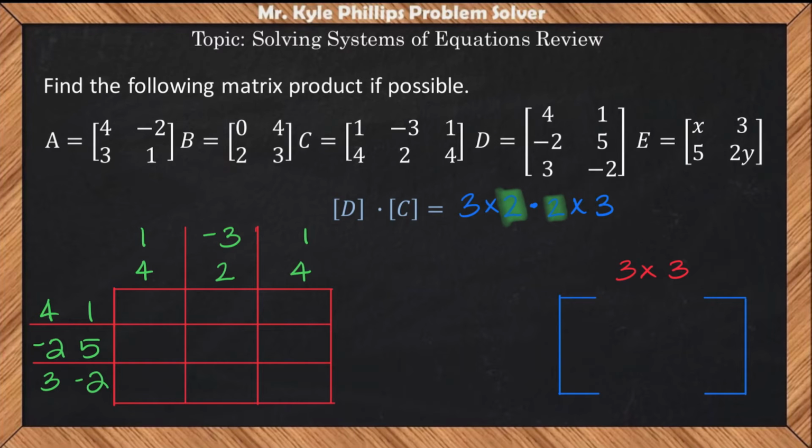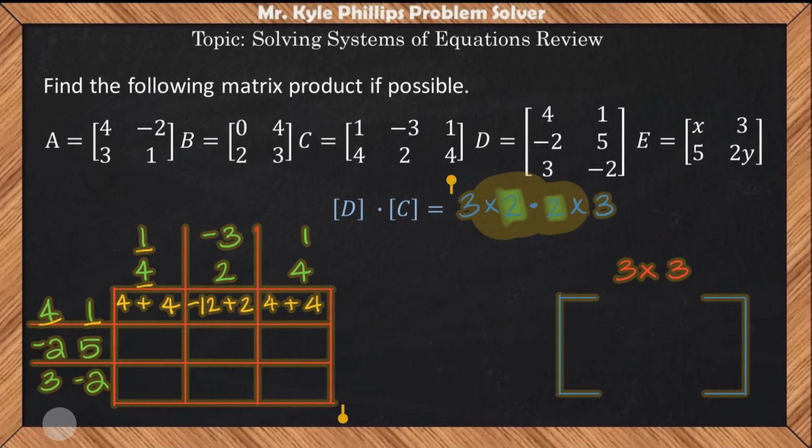And what you'll do is multiply these values. So I'm going to say 4 times 1, and then I will add to that the product of 1 times 4. So that's going to be my first value. Next over here, I'm going to have 4 times negative 3, which is negative 12, and I will add to that 1 times 2. And then I have 4 times 1, which is 4, and then 1 times 4 here.